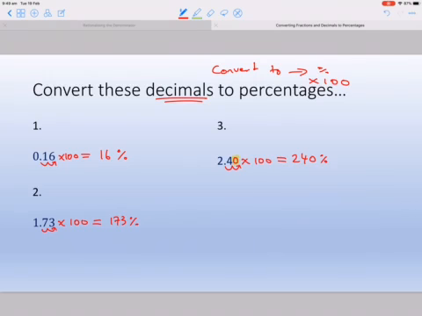All right, and that's the lesson of how to convert fractions and decimals to percentages. Pretty much just multiply by 100.